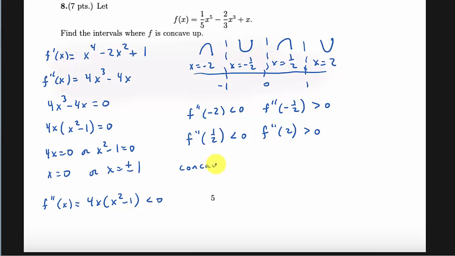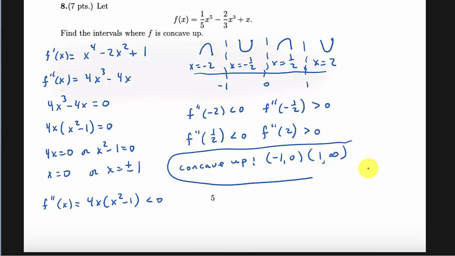So we would say concave up from negative 1 to 0 and 1 to infinity. And that's what they were wanting to know there.